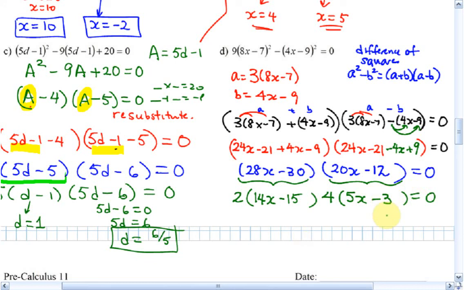Now, if you want to make this look a little bit nicer, I'm going to ask you to do one last thing. What's 2 times 4? 8. So I'll write it like this. 8, bracket 14x minus 15, and you got 5x minus 3.